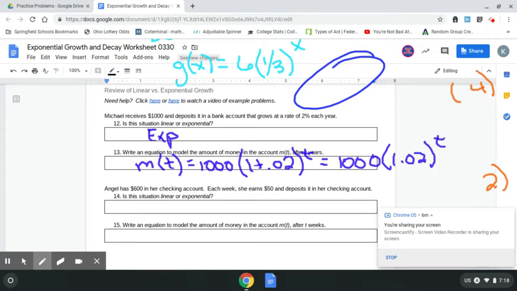Next one, she deposits $50 in her checking account. If she deposits it in her checking account, she is adding that to her total. When you are adding, that's linear. Linear equations are of the form y equals mx plus b. So b is the initial amount here. In this case, she started with 600. She's adding $50 each week, so that's 50 goes out in front of x.